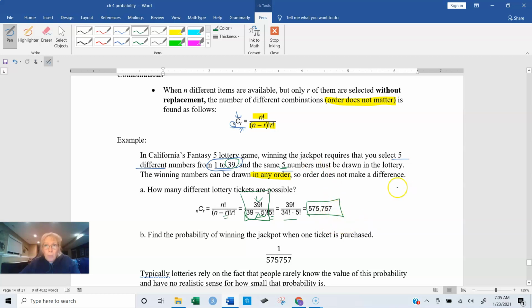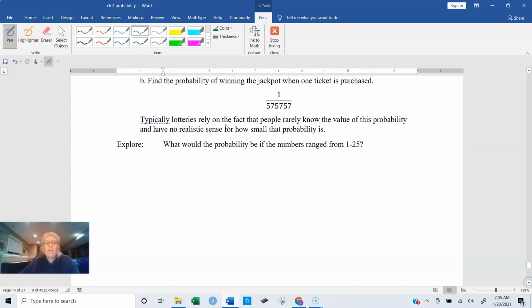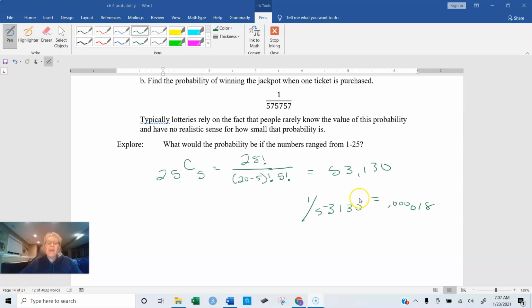What are the odds that you pick these? 1 in that, correct? All right. What would the probability be if the numbers ranged from 1 to 25? Does it go up or down? Pause and try yours. All right, I hope you did well.